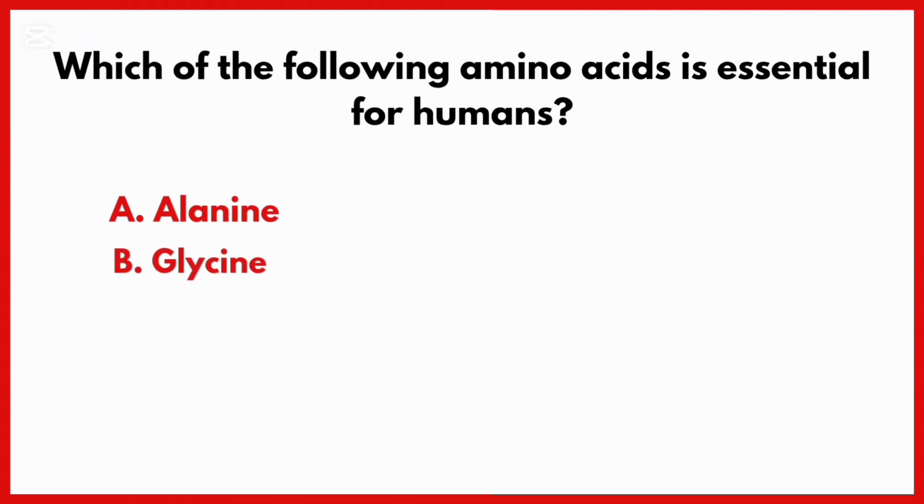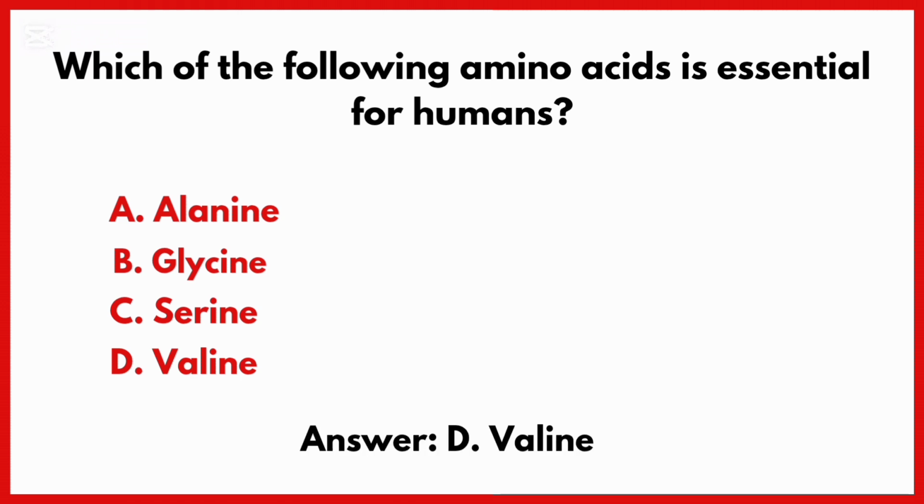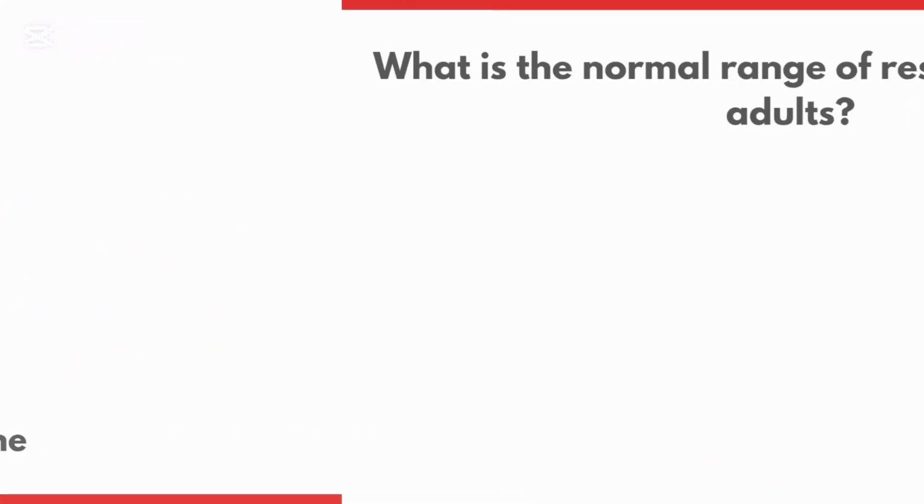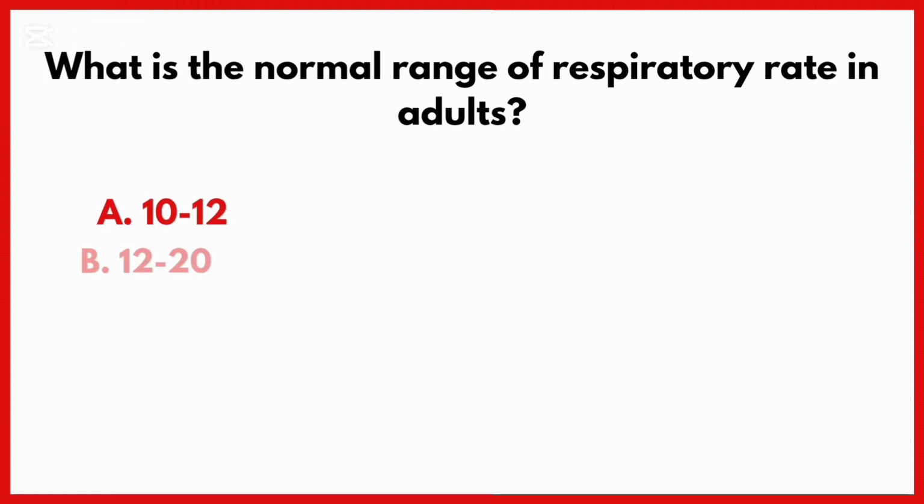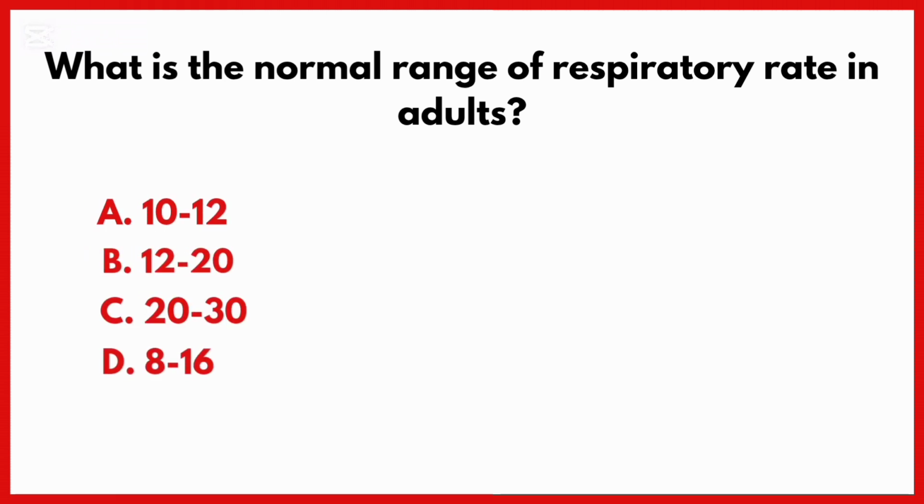Which of the following amino acids is essential for humans? Correct answer is option D, valine. What is the normal range of respiratory rate in adult? Correct answer is option B, 12 to 20.